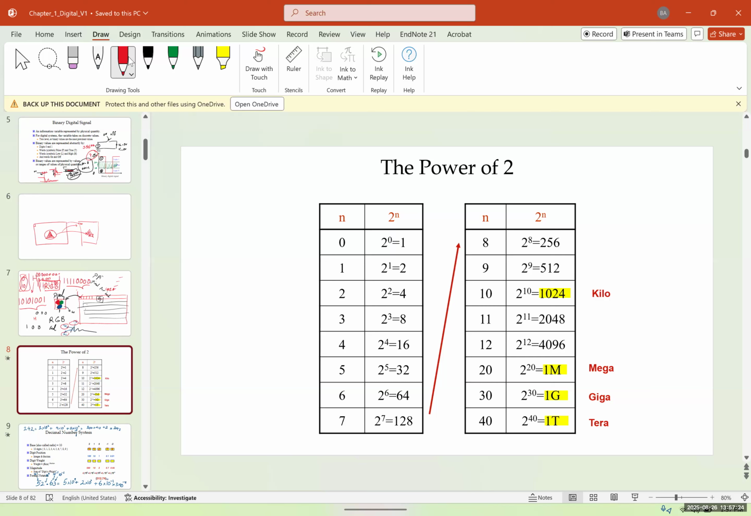8,192, which is going to be 8,000 or 8 kilo. And so 1,024 is actually 1 kilobit, for example. Then 2 to the power of 20 is 1 mega, 2 to the power of 30 is 1 giga, and 2 to the power of 40 is 1 tera.